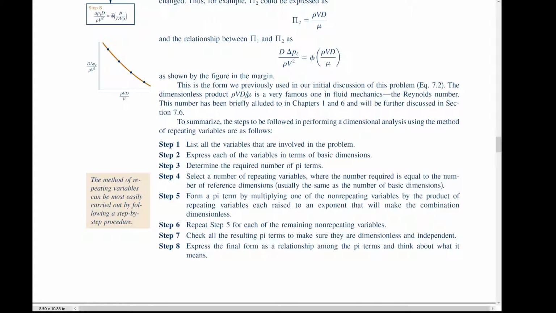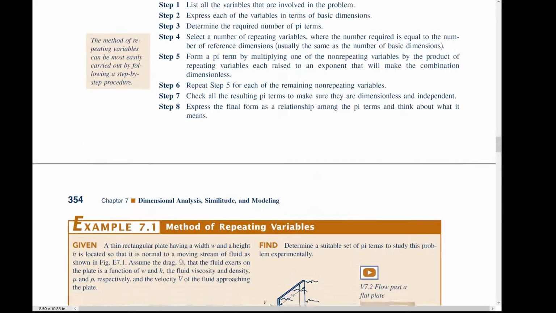Repeat step 5 for each remaining non-repeating variable. Step 7. Check all resulting pi terms to make sure they are dimensionless and independent. Step 8. Express the final form as a relationship among pi terms and think about what it means and what you're doing with your life.